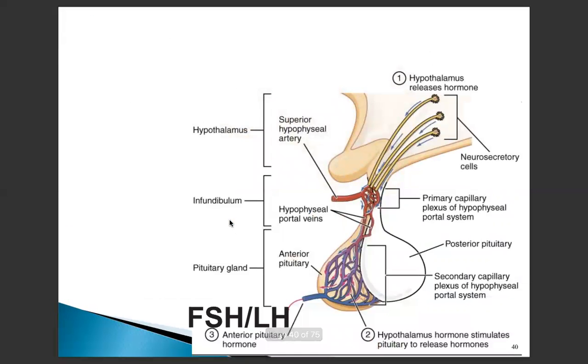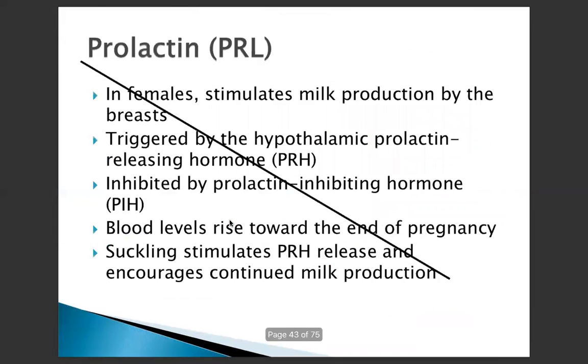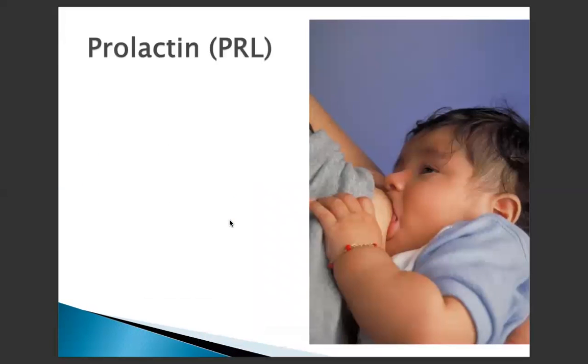So I want to go through these. So prolactin.